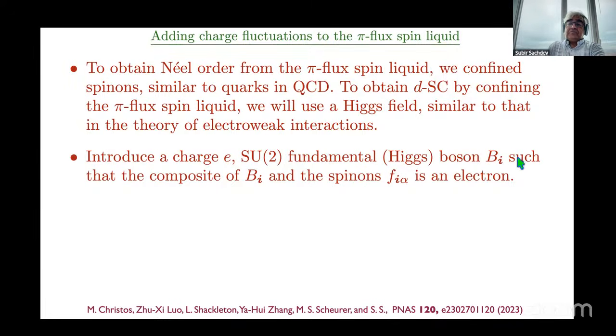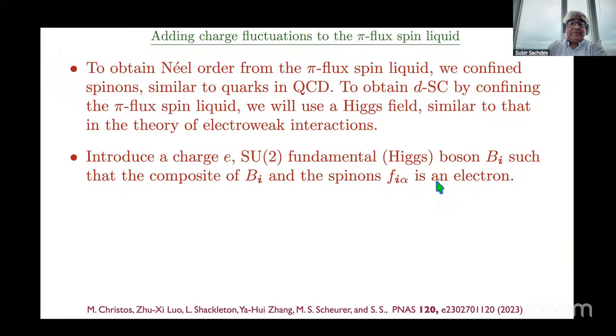Okay, so once you have this, you have now 2 SU2 fundamental fields. One is the boson B and the spinon F. And then you require that the product of the two, just like the green dimers, the composite bound state of the two, should give you an electron. And that's really all you need to know.